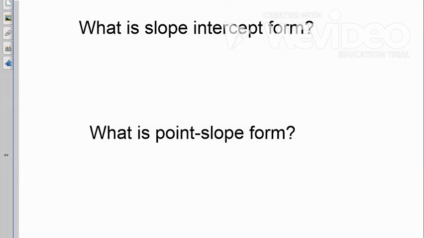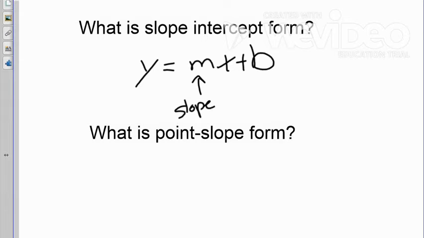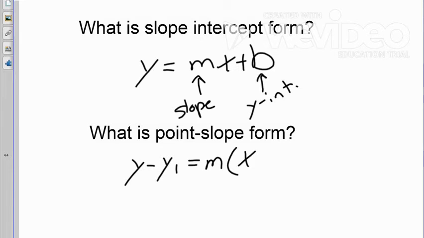We already know the answer to slope-intercept form. Slope-intercept form is y equals mx plus b. Okay, the b goes through the y-intercept, which is where it crosses the y-axis, and then the m is the slope. Okay, point-slope form, if you guys remember, and we just went over that on the last slide, is y minus y1 is equal to the slope of m times the quantity of x minus x1.